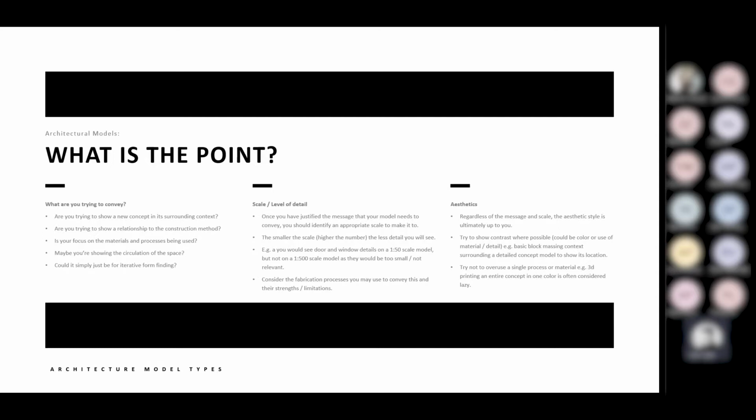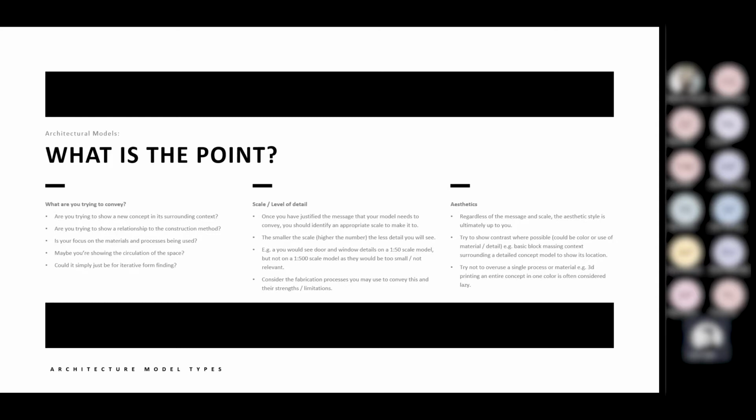But essentially, the smaller the scale, which is the higher the number, like 1 to 200, 1 to 500, the less detail you're going to see. And again, same thing with the actual details within the model itself. So you wouldn't see a door or windows on a 1 to 500 scale model, but you would on a 1 to 50. So again, think of what it is that you want to represent. And then lastly, also consider the fabrication processes you may use to convey this and their strengths and limitations.